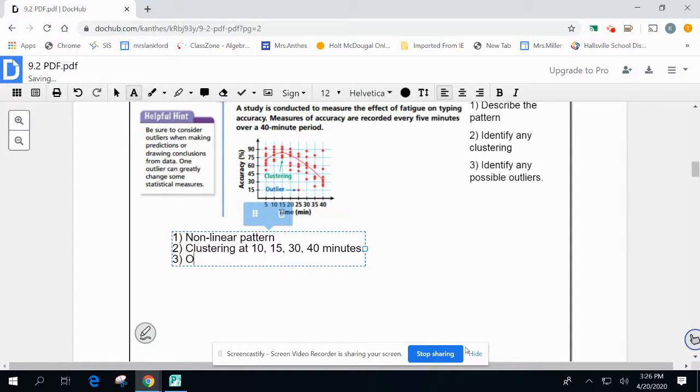And then for number three, what outliers are there? There's an outlier at 25 comma 15 at that coordinate, and I would say there's even another outlier at 40 comma 90. So those would be the outliers in your pattern to look at.